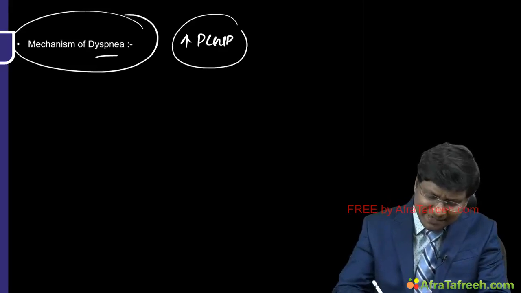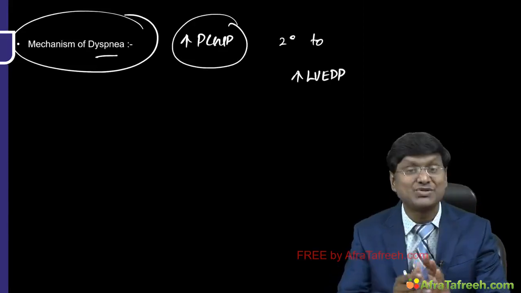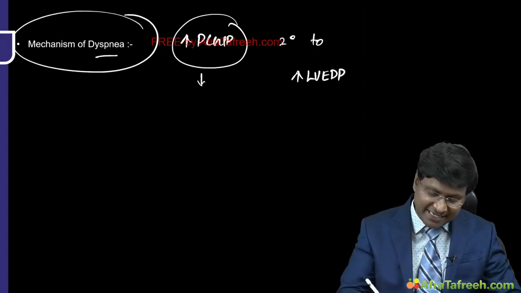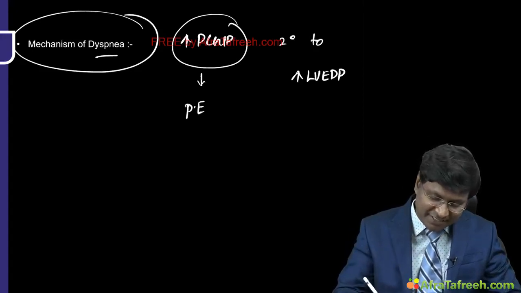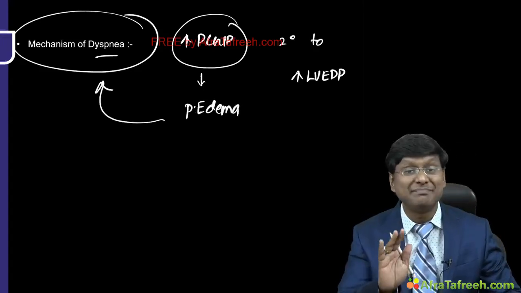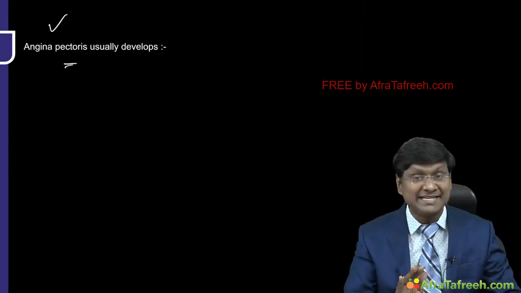And this increase in the pulmonary capillary wedge pressure is secondary to the increase in the LV end diastolic pressure. This increase in pulmonary capillary wedge pressure will cause pulmonary edema, and this is what is responsible for the development of dyspnea. And what about the mechanism for the development of angina pectoris?